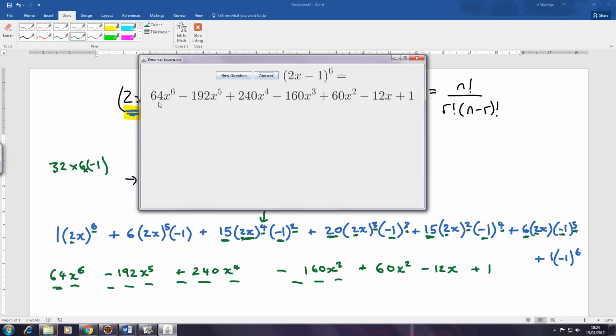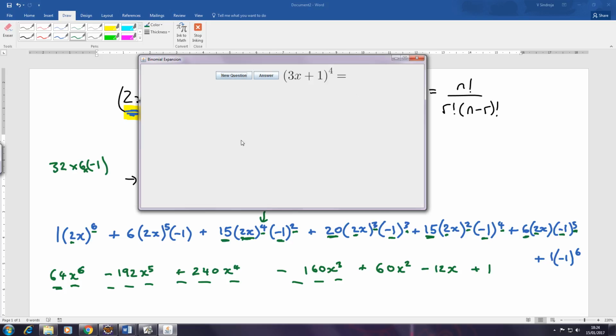Okay, so have we got it right? 64x to the power of 6, yes. Minus 192x to the power of 5, yes. 240x to the power of 4, yep. Minus 160x cubed plus 60x squared minus 12x plus 1. Spot on.